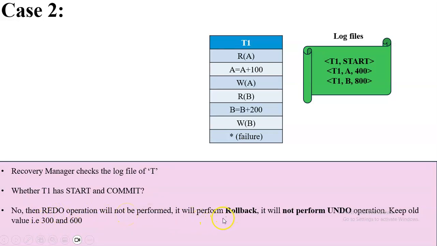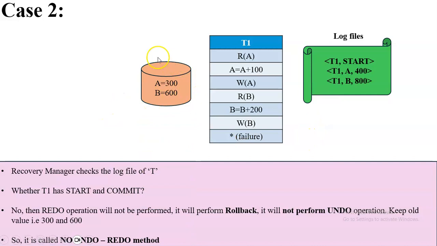It will perform rollback. Rollback means it will go to its initial state. It will not perform an undo operation. It will keep the old values, that is 300 and 600, in the database. So here, these are the new values 400 and 800, but it has not updated to 400 and 800. It has kept its old values. Why? Because there is no commit over here. That is why here we are not doing redo, we are rolling back, we are not performing undo operations. That is why it is called the no undo redo method.